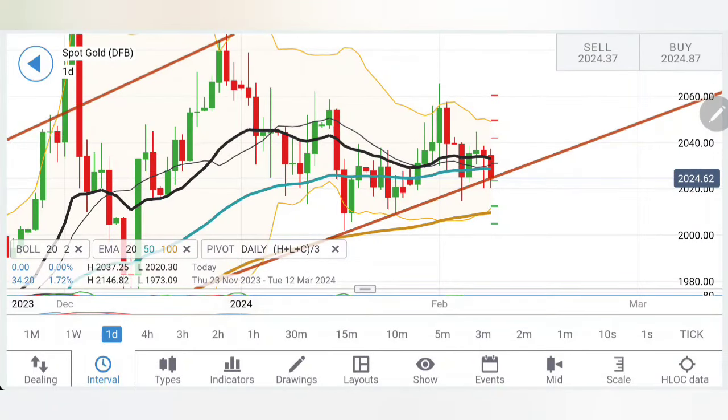Now look at the daily charts here. First of all, 2060-65 are stronger resistances. Then we have seen prices retracing. What has happened in the last week? 2020, 2018, very good support is created there.